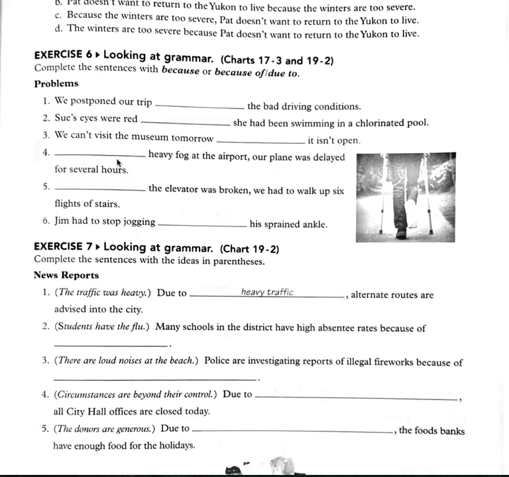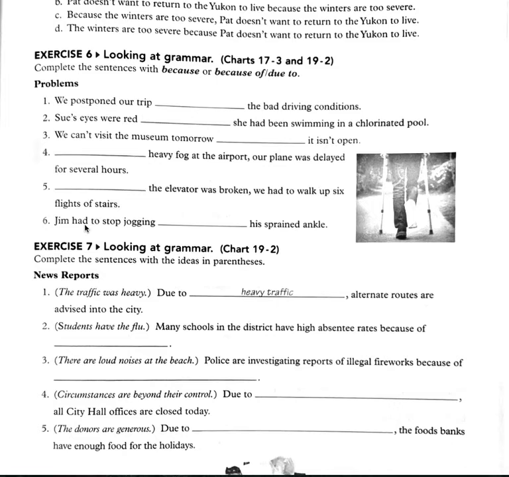Number 4. Blank heavy fog at the airport. Our plane was delayed for several hours. Because of or due to heavy fog at the airport. Here heavy fog is a noun object. Because of, due to heavy fog at the airport, our plane was delayed for several hours. Number 5. Blank, the elevator was broken. We had to walk up 6 flights of stairs. Okay, subject, the elevator, and then was is your verb be. So here, because the elevator was broken, that's expected, we had to walk up 6 flights of stairs.